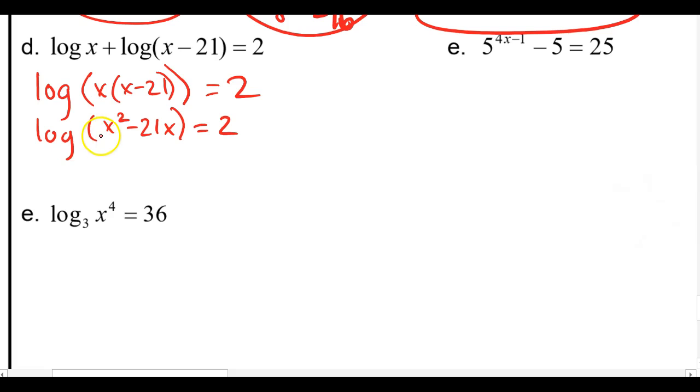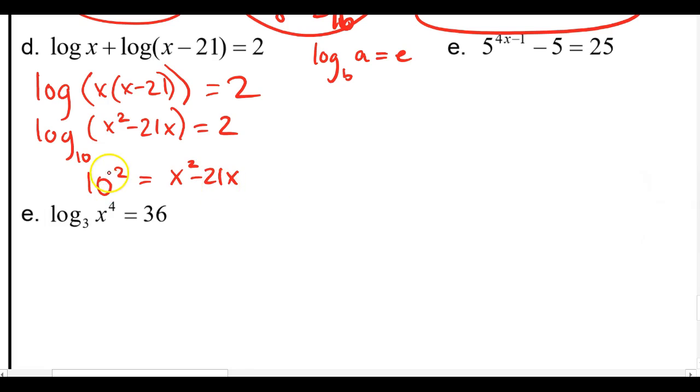So now what we want to do is use our property that says log base b of a is equal to e. Okay, so in this case our base is 10. So if we do 10 to the e, which is our 2, then that equals x squared minus 21x. And so now we have x squared on this side, and we have numbers over here. So we want to solve this like a quadratic. Okay, so we want everything on the right side and set it equal to 0.